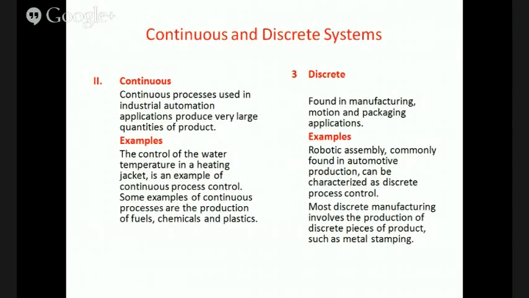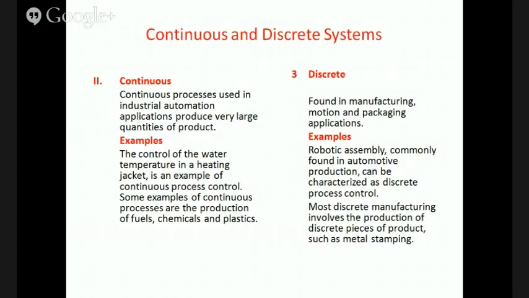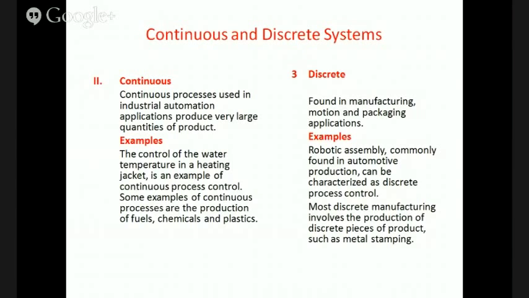Discrete, you go for discrete. It is found in manufacturing, motion, and packaging applications. An example is robotic assembly, commonly found in automotive production, which can be characterized as discrete process control. Most discrete manufacturing involves the production of discrete pieces of product such as a metal can.